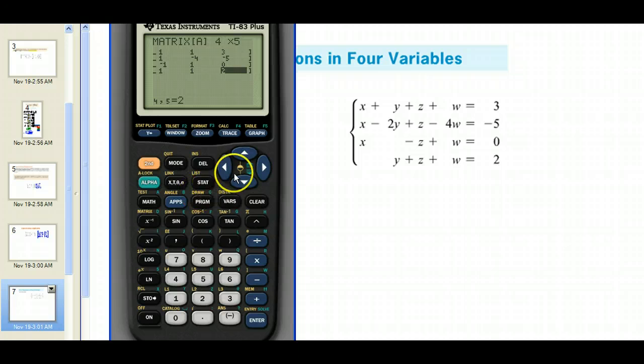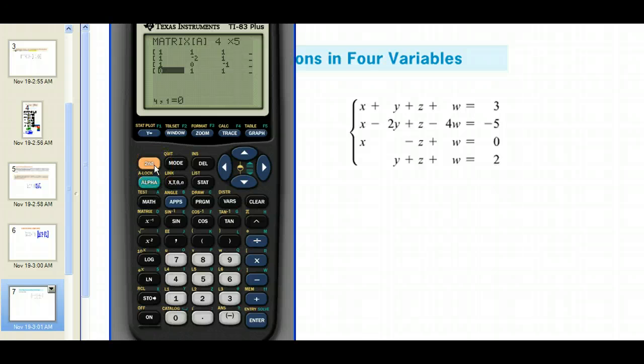The other thing I want you to notice is that we're missing a Y here and we're missing an X here. We're missing a Y there, so we got a 0. We're missing an X there, so we got a 0. Make sure you put in zeros if you're missing a variable.